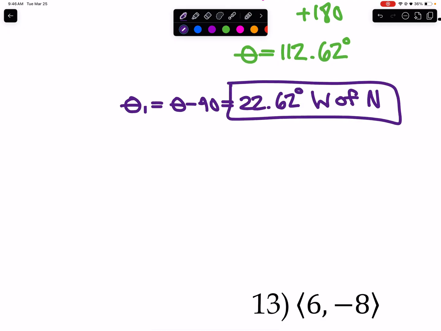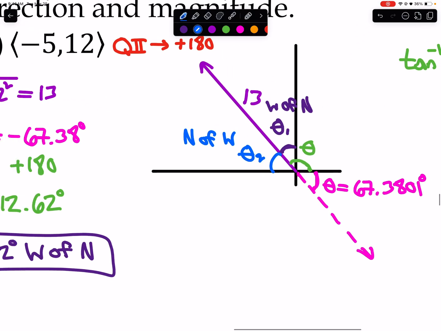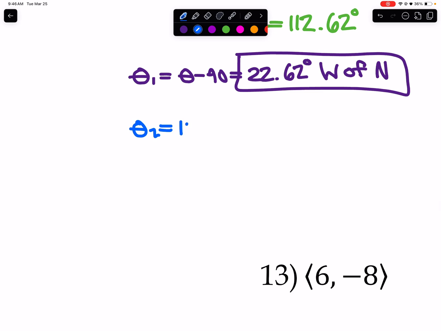And then the next way, if I do theta 2, because I want this full angle here, I essentially want to do 180 degrees minus this theta value. So I'm going to do 180 minus theta, which is going to give us 67.38 after rounding. And then that would be north of west.